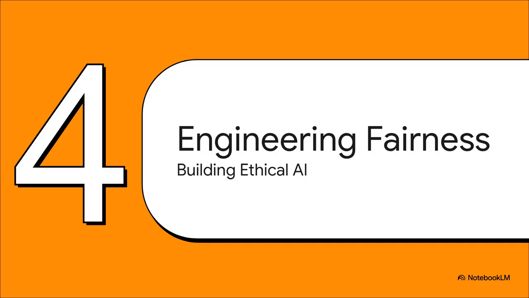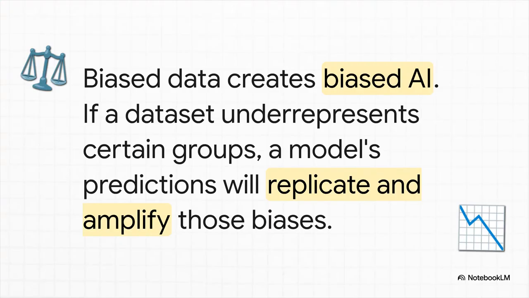But look, creating more data isn't just about getting a better performance score. It's also about building fairer, more equitable AI. It's about engineering fairness right into the system. This is one of the most critical challenges in AI today, because biased data creates biased AI. Simple as that. If your dataset underrepresents certain groups of people or certain types of situations, the model's predictions are going to be unfair to them. It's like the model inherits and sometimes even amplifies the biases that are already out there in the world.